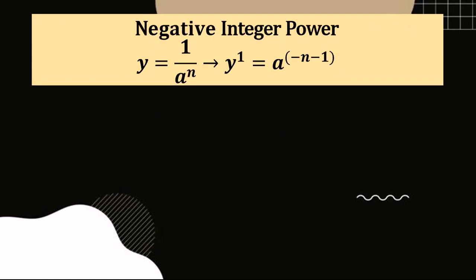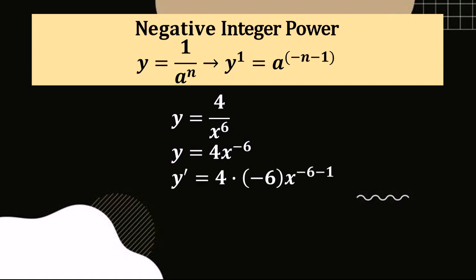The last rule is the negative integer power. If y equals 1 over a raised to the power of n, then its derivative is equal to a raised to the power of negative n minus 1. For an example, y equals 4 over x raised to the power of 6. We can also write it as 4x raised to the power of negative 6. To find its derivative, it will be 4 times negative 6x raised to the power of negative 6 minus 1. Simplify, it will be negative 24x raised to the power of negative 7.